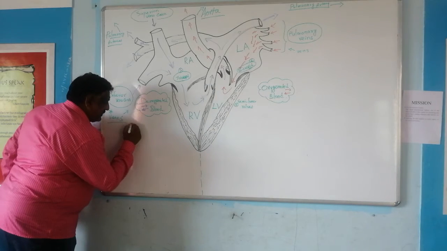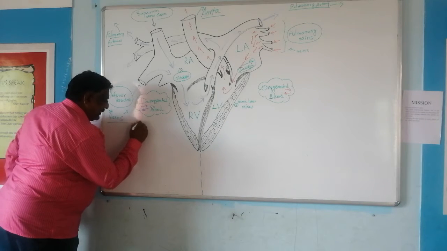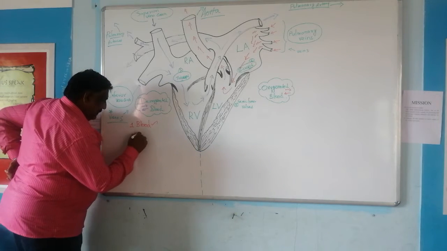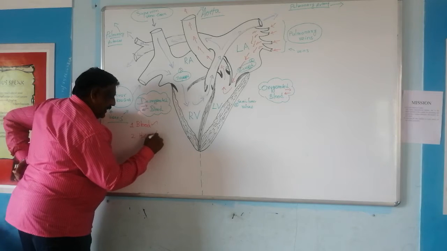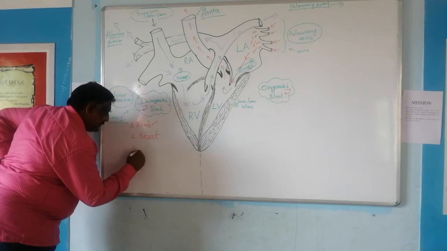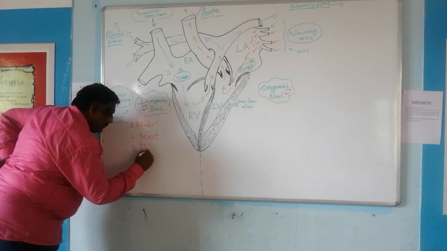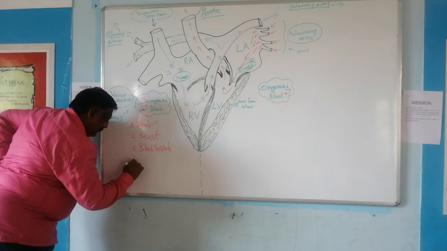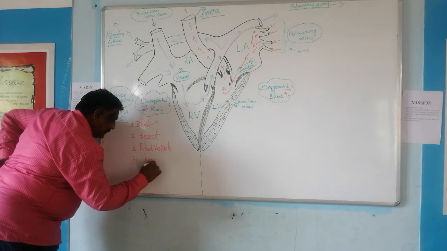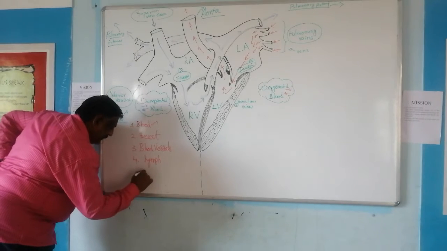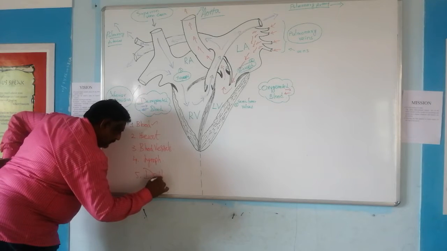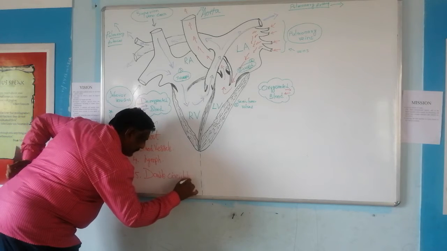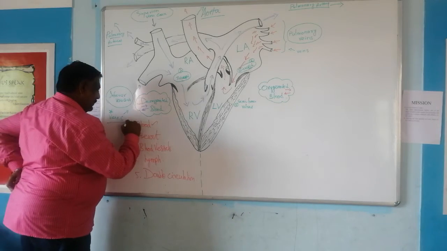So, the continuation of that topic: we have seen about the blood. The five important elements that we are going to see are: one is blood, where we have seen the composition of the blood. The second is the heart. Third, blood vessels. Fourth, lymph. And fifth, double circulation. So, the first one is over.